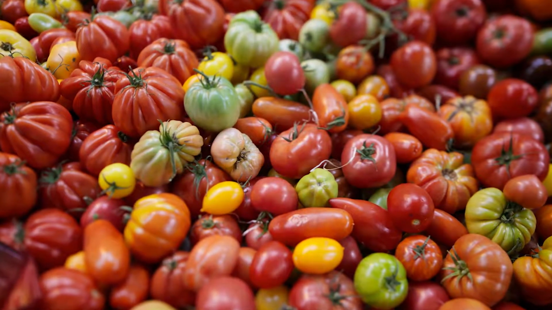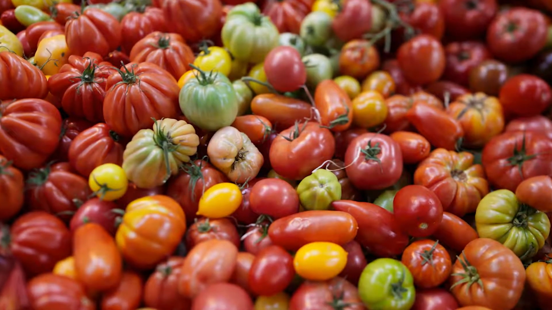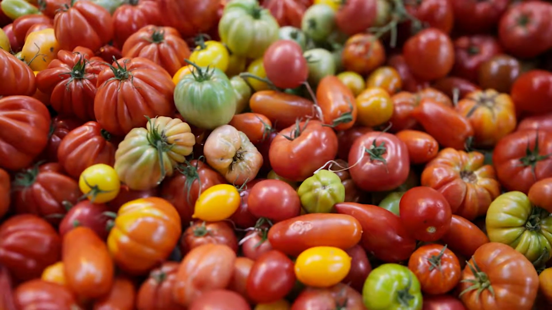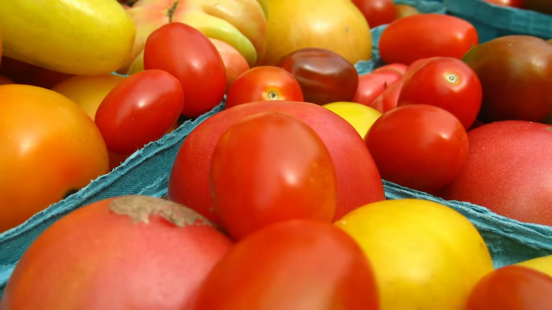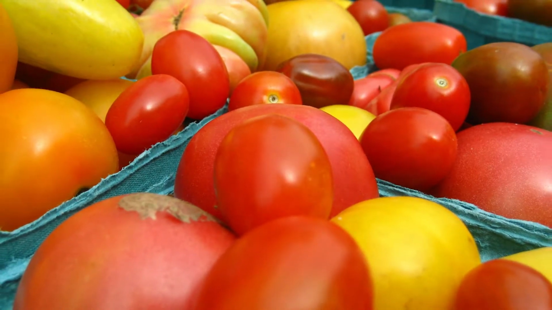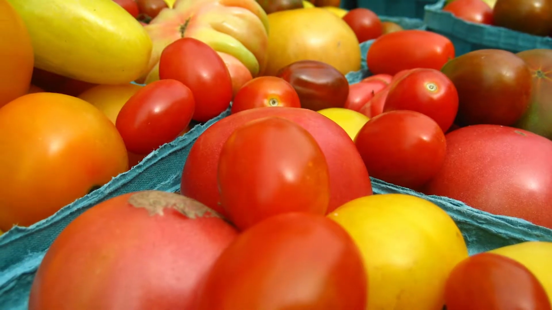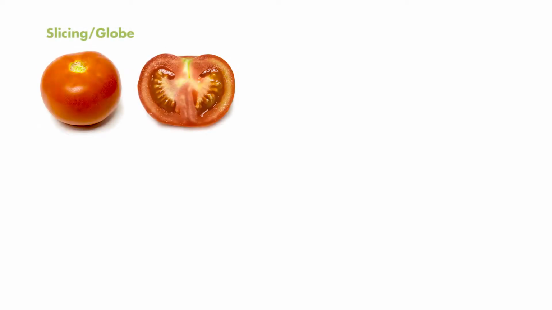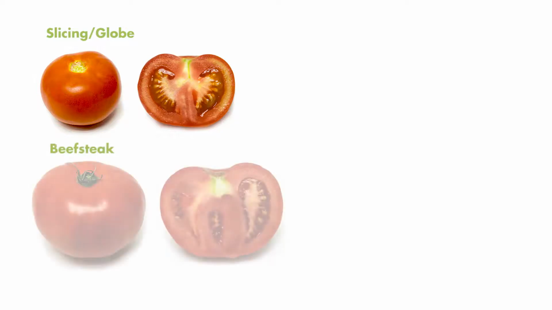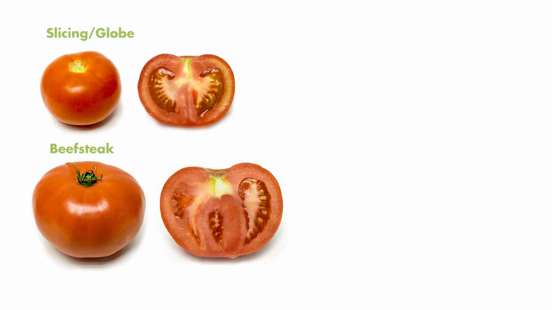There are approximately 7,500 tomato varieties grown for various purposes. Tomato varieties can be divided into several categories, mostly based on shape and size. Slicing or globe, also known as round tomatoes, are used in processing or fresh consumption. Beefsteak are large tomatoes often used for sandwiches.